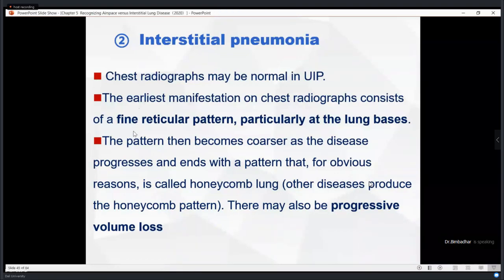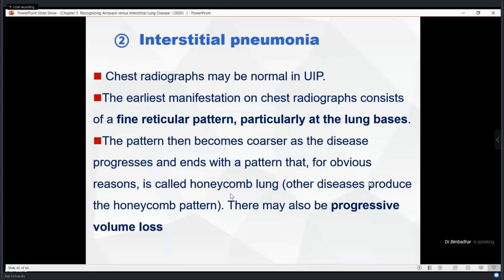Later on, as the disease progresses, they become coarser and then they develop a typical appearance, which is characteristic of interstitial lung diseases, remember, called honeycombing. So the honeycombing pattern, or honeycomb lung, is a characteristic feature of interstitial lung disease, and to be particular, you have to say it is usually in usual interstitial pneumonia, UIP. Honeycombing is a characteristic feature seen in interstitial lung diseases.